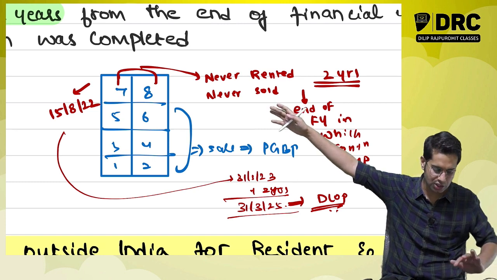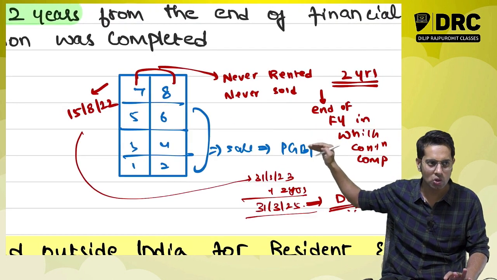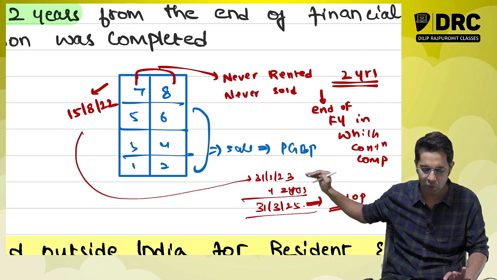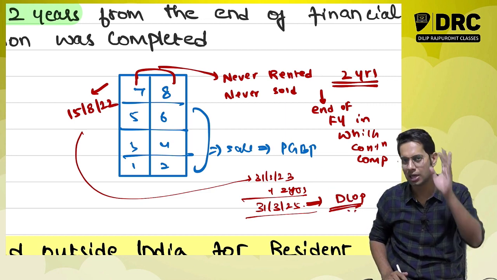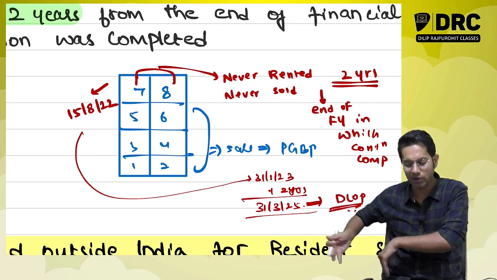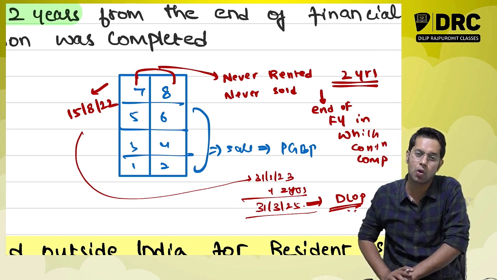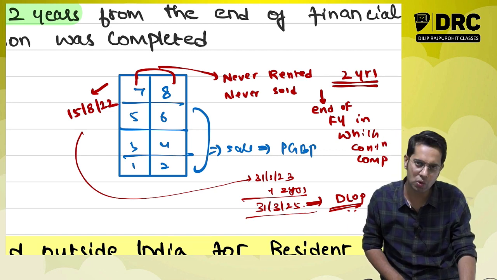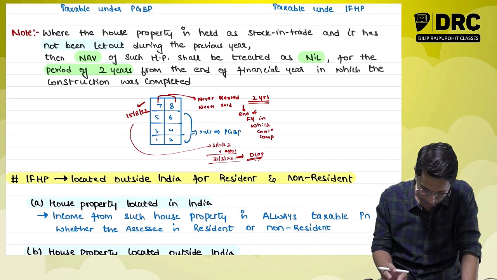Say for example, the construction was completed on 15th August 2022. So this year ends on 31st of March 2023. From here I am going to calculate 2 years till 31st March 2025. It will be treated as stock in trade. After this date, if you are not giving it on rent, or if the property is not sold and you have not rented this property, I am going to call it deemed to be let out property and accordingly compute your income from house property.